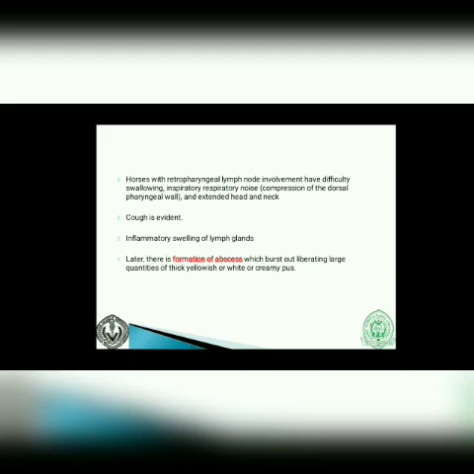As I have already mentioned, there will be inflammatory swelling of lymph glands. Later, there will be formation of abscess, which will burst, liberating large quantities of thick yellowish or white creamy pus. So, of these two pictures, the one on the left is showing a swollen abscess, and the picture on the right is showing a horse with a burst abscess from where the pus is coming out.